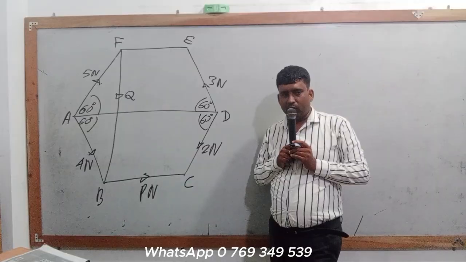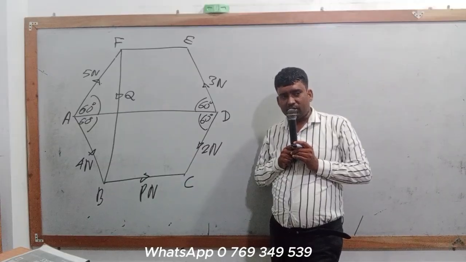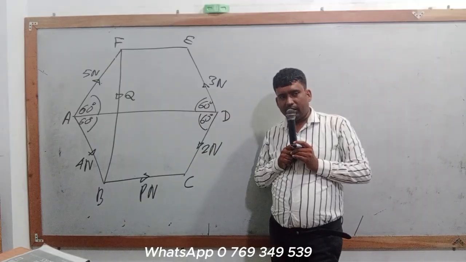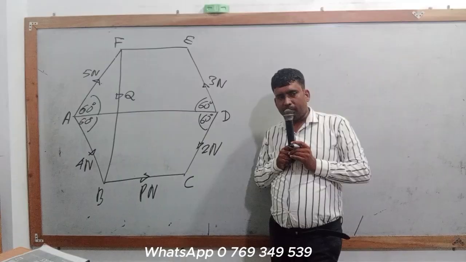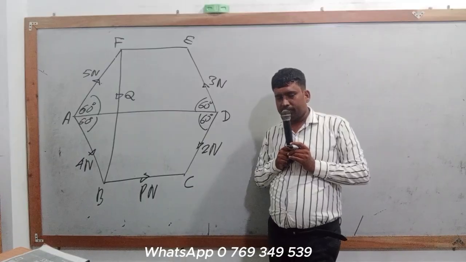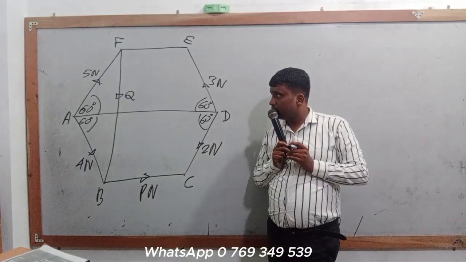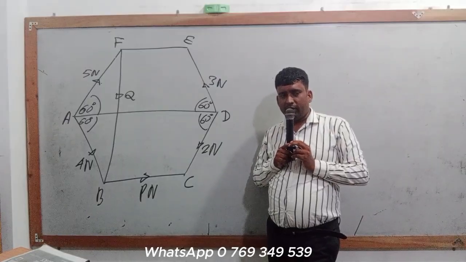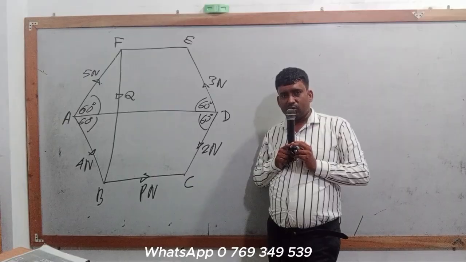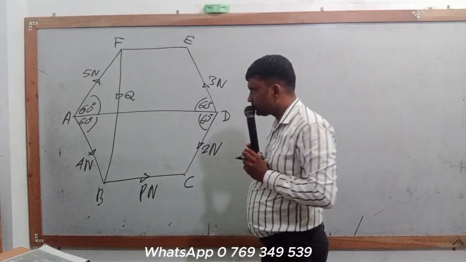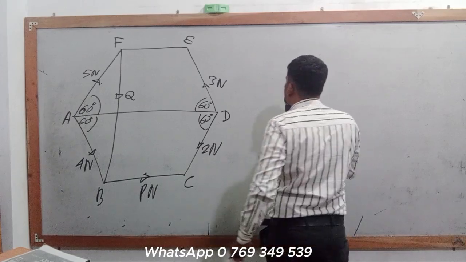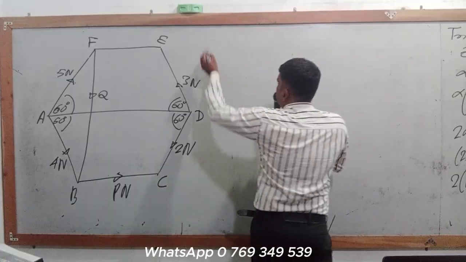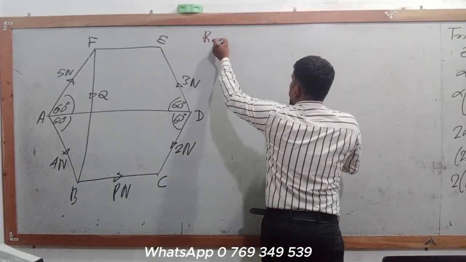Find the values of P and Q such that the system of forces is reduced to a single force of 6 Newton in a direction parallel to BF, and such that the system of forces is reduced to a couple. Now, first thing is resolving.